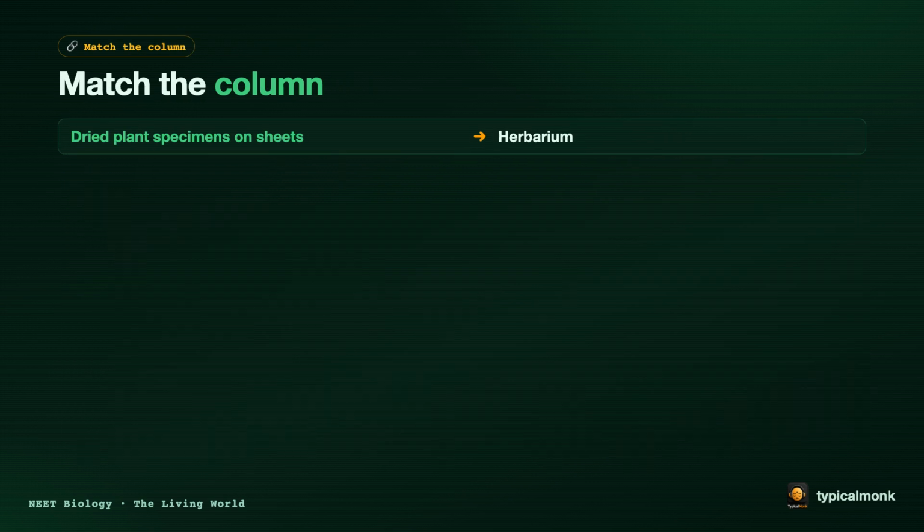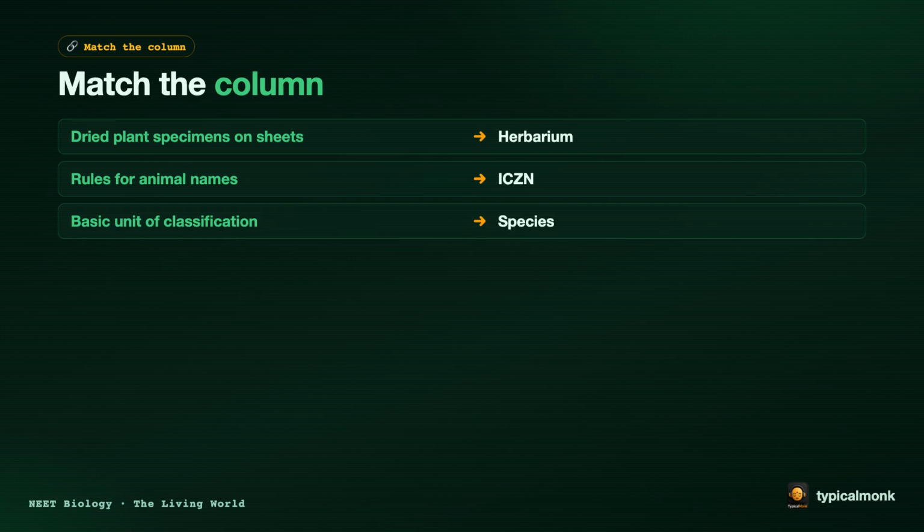Match the column. Pair each item with the right term. Dried plant specimens on sheets go with the herbarium. The rules for animal names go with ICZN. The basic unit of classification is the species, and the one who gave binomial nomenclature is Carolus Linnaeus.